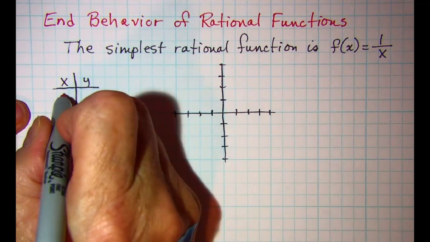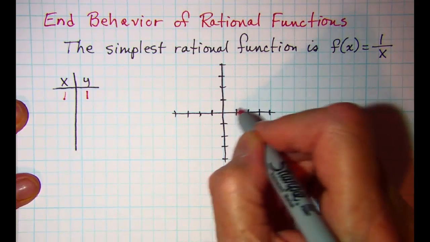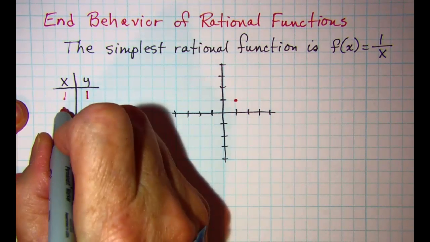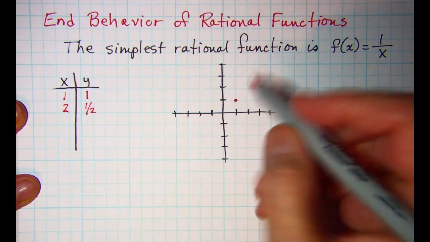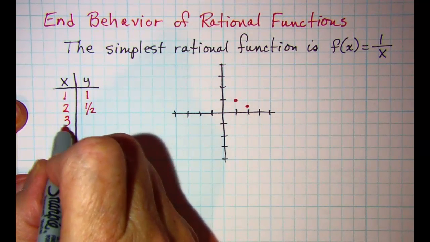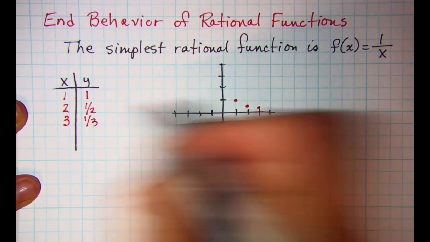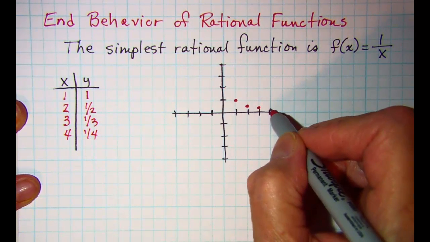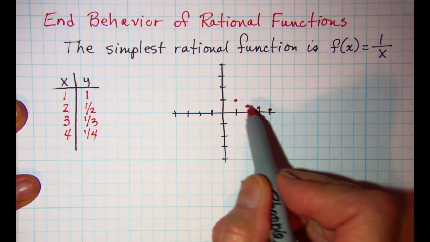When x is 1, y is 1 over 1, which is 1. So we have the point right here. When x is 2, we have y equals 1 over 2. So we have this point. And when x is 3, we have 1/3. And when x is 4, we have 1/4. Now notice that we're getting closer and closer to this horizontal axis.